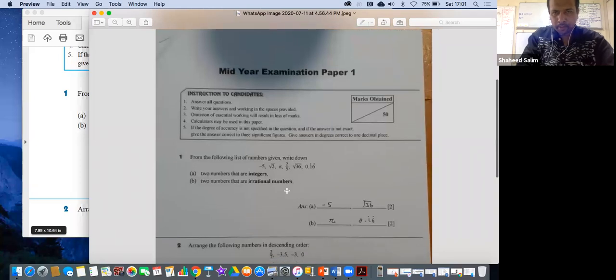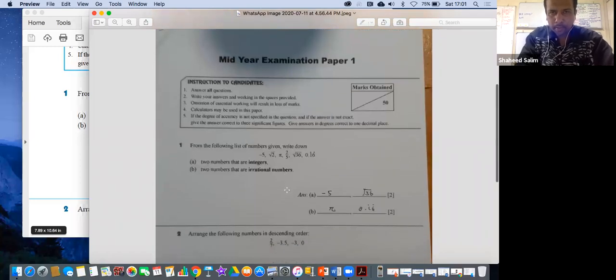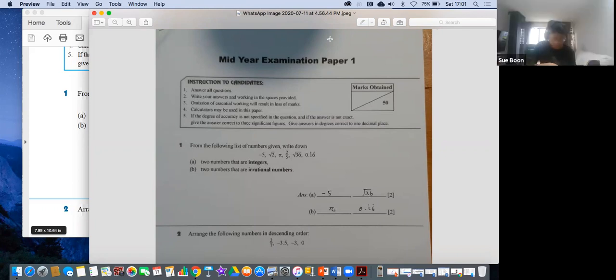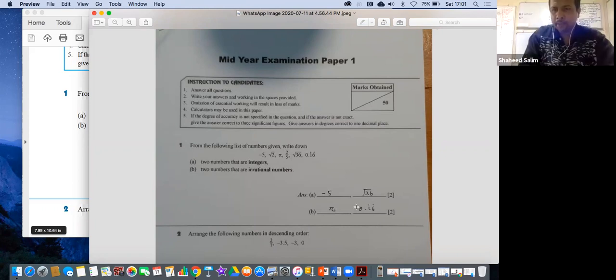So write down which of the following are integers. Okay, so you're correct. Let me see. -5. You have 2 pi. Okay, good. So what is an integer actually? Whole numbers. Whole numbers. So this can be.